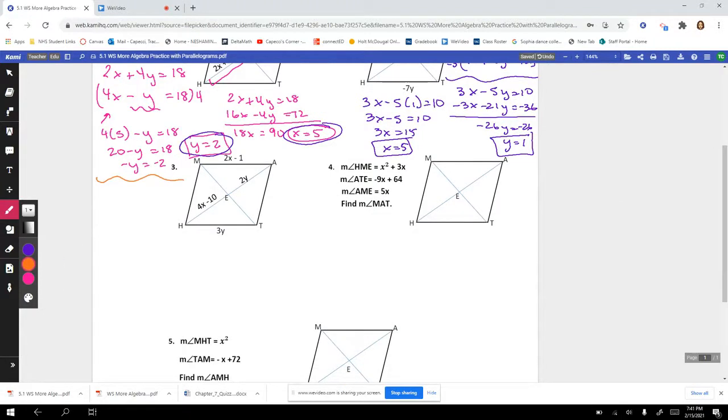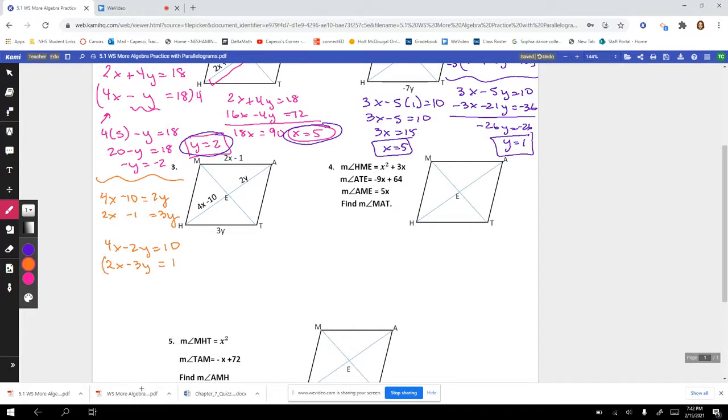So again, this time I have a combination. I have diagonals that bisect each other. So I know 4x minus 10 is going to be equal to 2y because they're going to be equal, right? They're bisected. And I also have my opposite sides are congruent. So I have 2x minus 1 is equal to 3y. I'm going to put them both in standard form. So I have 4x minus 2y is equal to positive 10. And then 2x minus 3y is equal to positive 1.